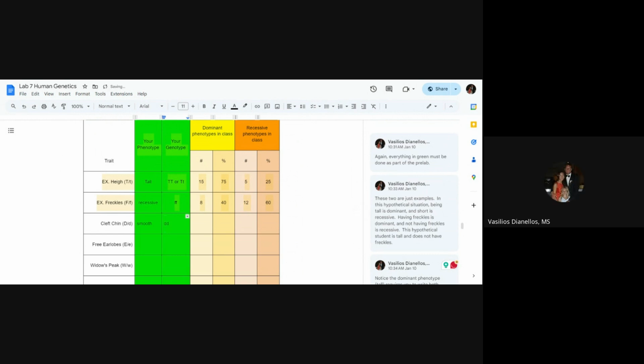Okay, so now that we've got that out of the way, the rest of this should be pretty quick and easy. So yes, you have a smooth chin. Therefore, your genotype has to be homozygous recessive, right? It has to be, in this case, little d, little d.